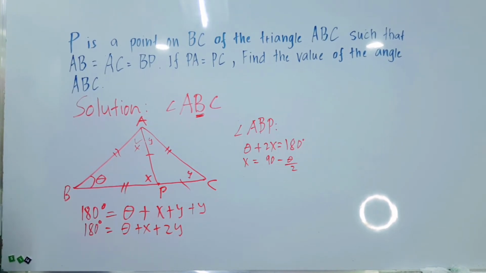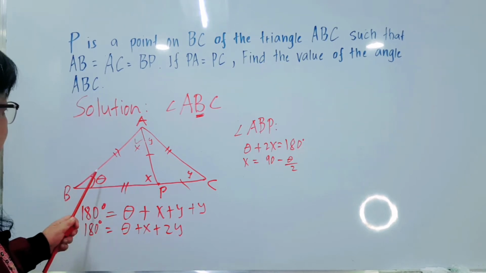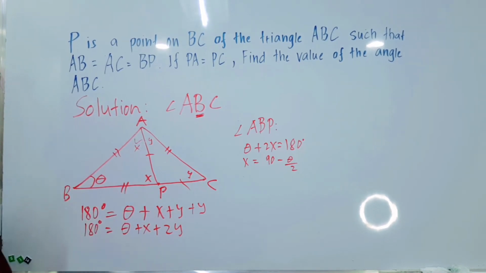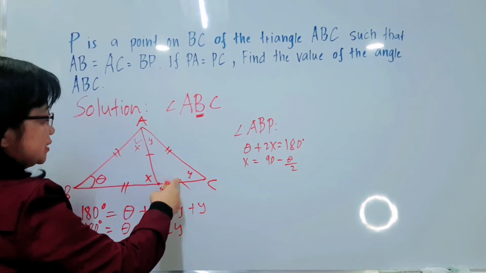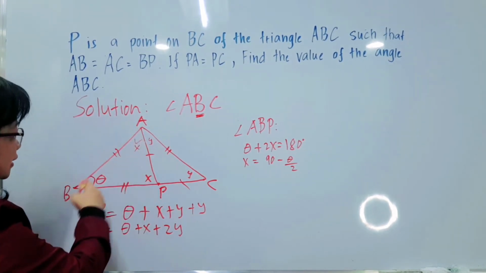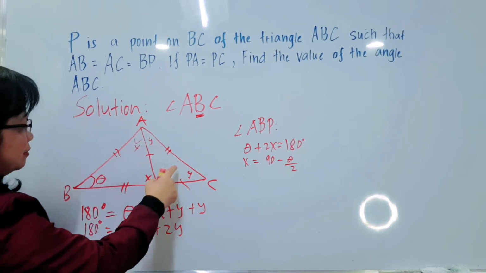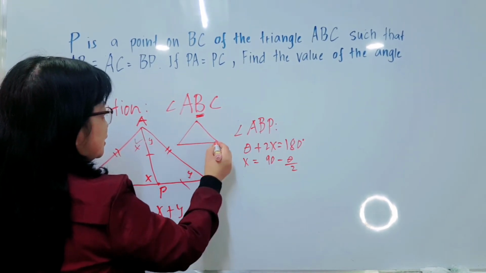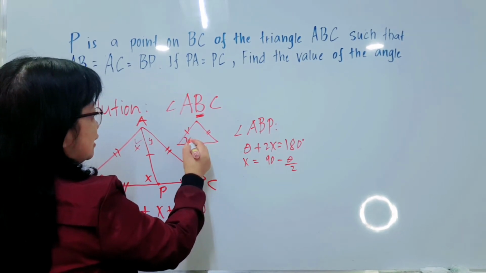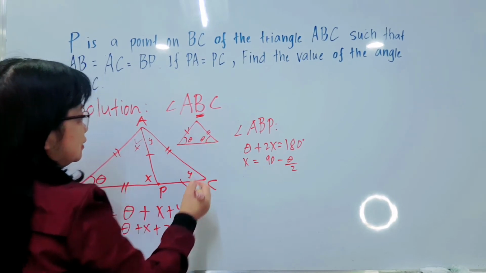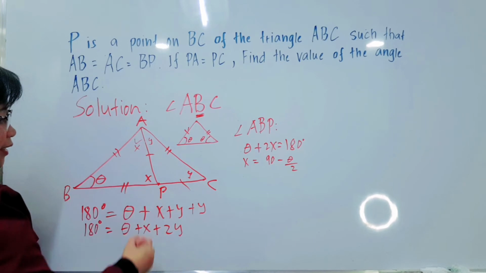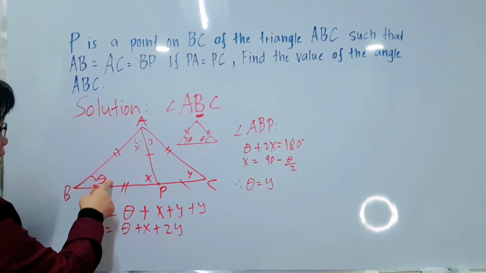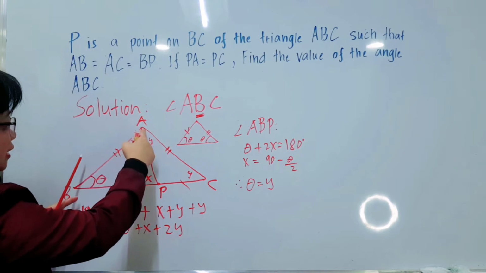Because this triangle ABC is an isosceles triangle, this angle must be the same as this angle, because this length is equal to this length. As I've said, in an isosceles triangle, this angle must be equal to this angle. So theta is equal to y. Therefore, theta is equal to y. This angle is equal to this angle because they are of the same length.